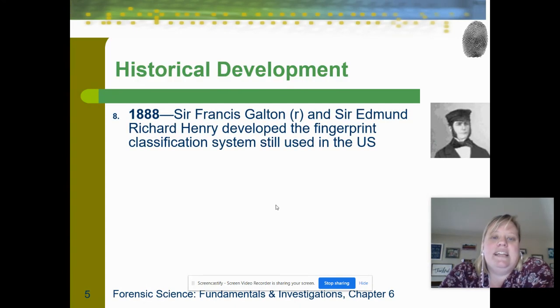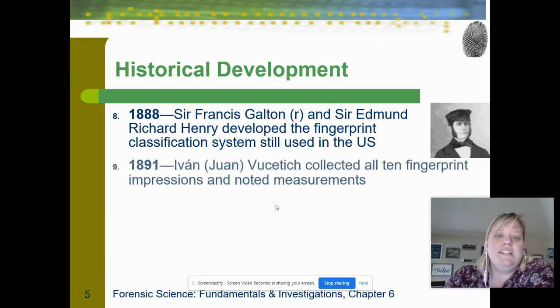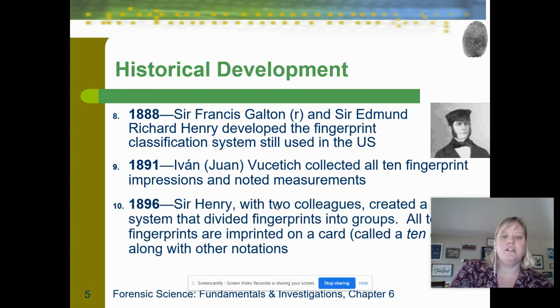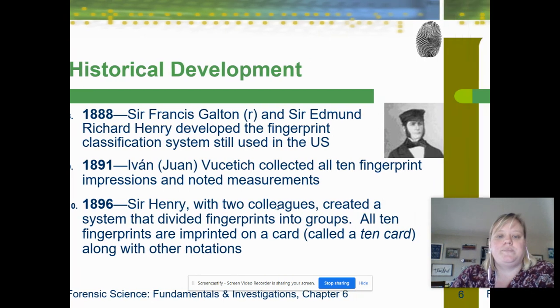In 1888, Galton and Richard Henry developed the fingerprint classification system, which we still use today. In 1891, I don't know how you say that, Busatich collected all 10 fingerprint impressions, and he actually made measurements and noted those. In 1896, Sir Henry, with two colleagues, created a system that divided fingerprints into groups. All 10 fingerprints are imprinted on a card, and that's called a 10 card.